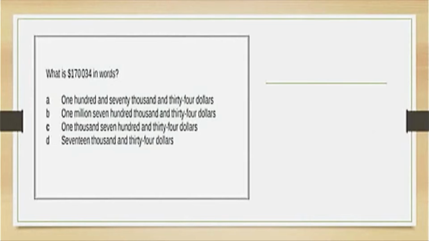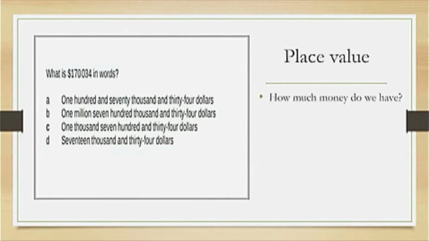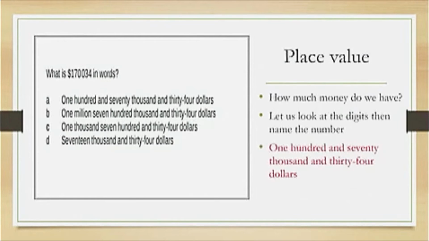Our first question: what is, and I'm just going to call the digits here because I want you to think first. So you have 170034 making up that monetary value, and we want to write this in words. So our place value is important right here. What place value are we seeing here? How much money do we have? Well, we have to know what digit appears in which place. So let's just look at the digits and then we'll name the number.